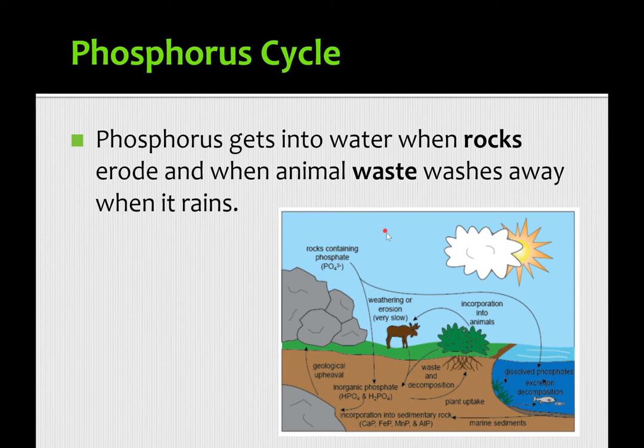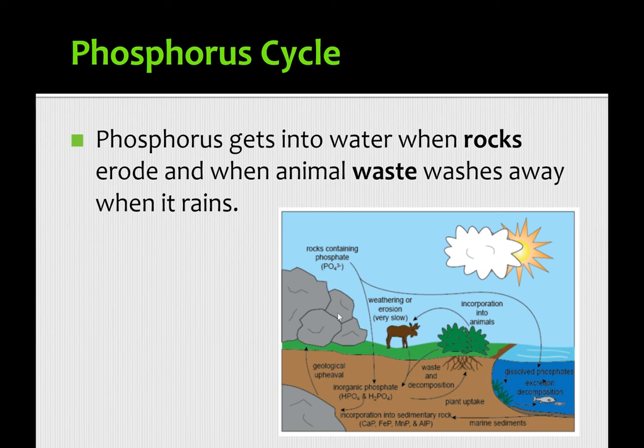Phosphorus gets into the water when rocks erode and when animal waste washes away when it rains. So erosion is a very slow process where rocks are broken down into sediment. And as rocks erode, they release the phosphorus that's trapped inside back into the biosphere.